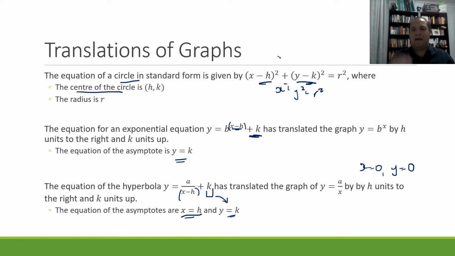And that horizontal asymptote, where y equals 0, has been moved up to y equals k, or down if k is negative. And that vertical asymptote at x equals 0 is moved left and right by a number h.